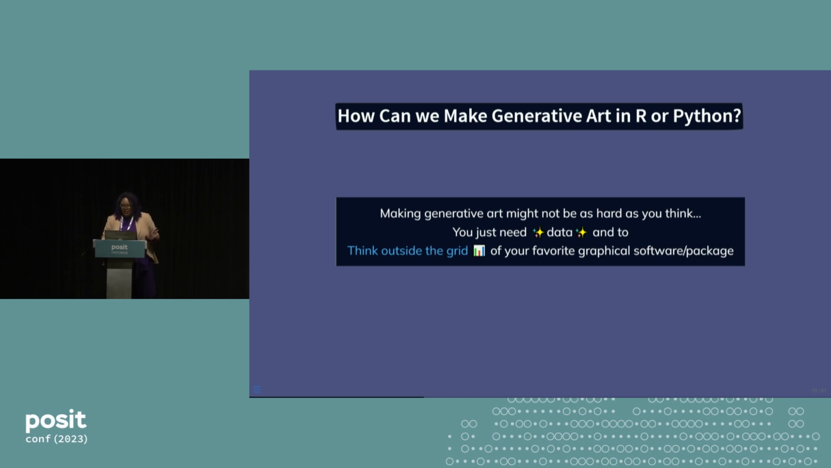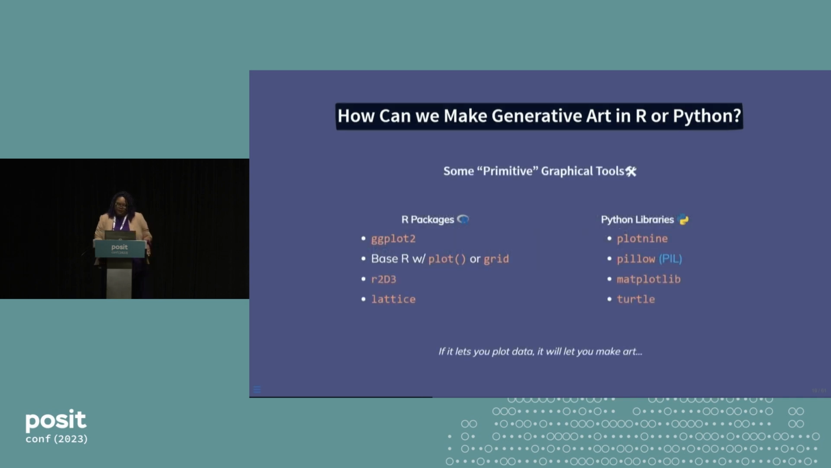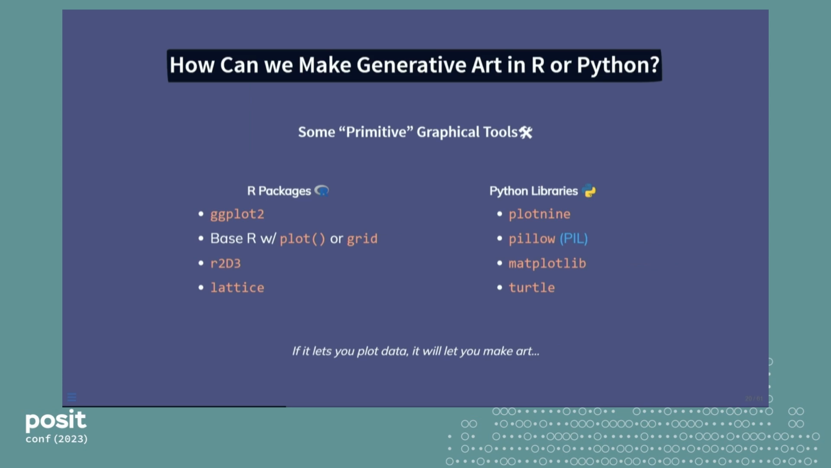So you can all listen to me attempt to give a crash course right now, but after the dust is settled and you're back home, know that these resources are available to you later. Okay. So when first trying to create art in R or Python, it's helpful to pick a data visualization tool you're comfortable with. For me, that's ggplot2 in R, but you can use whatever language and tool you'd like. The main point is that if a tool lets you plot data, it will let you make art.